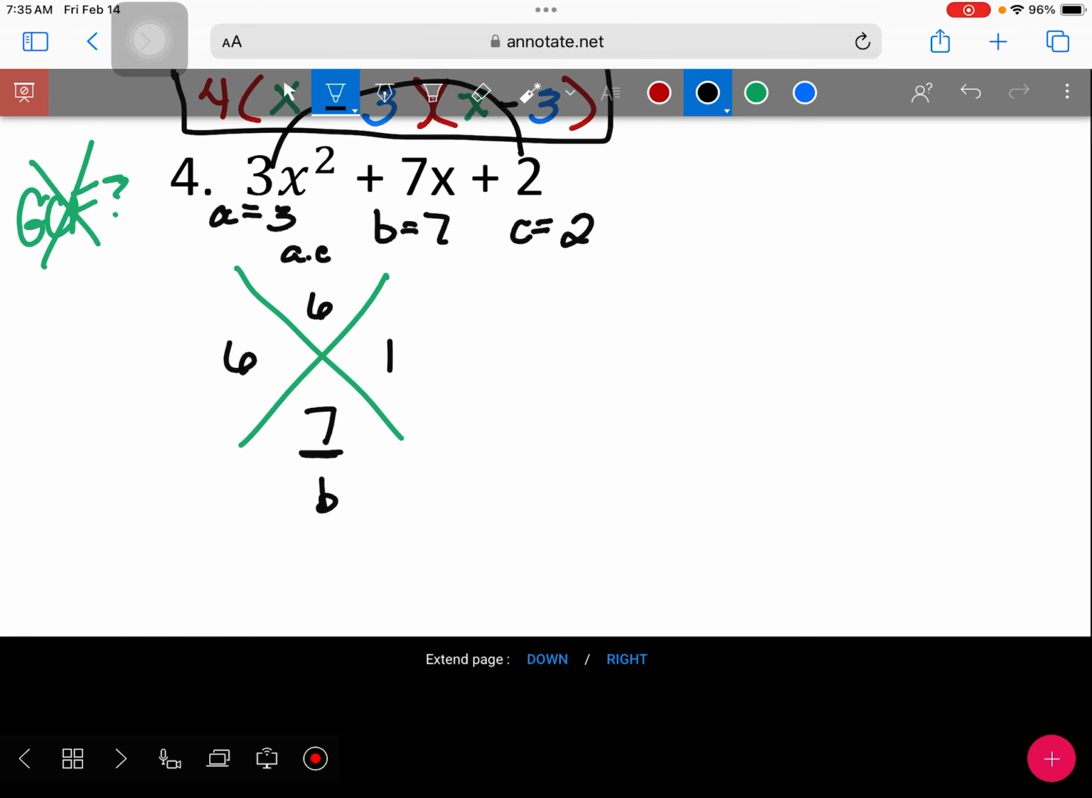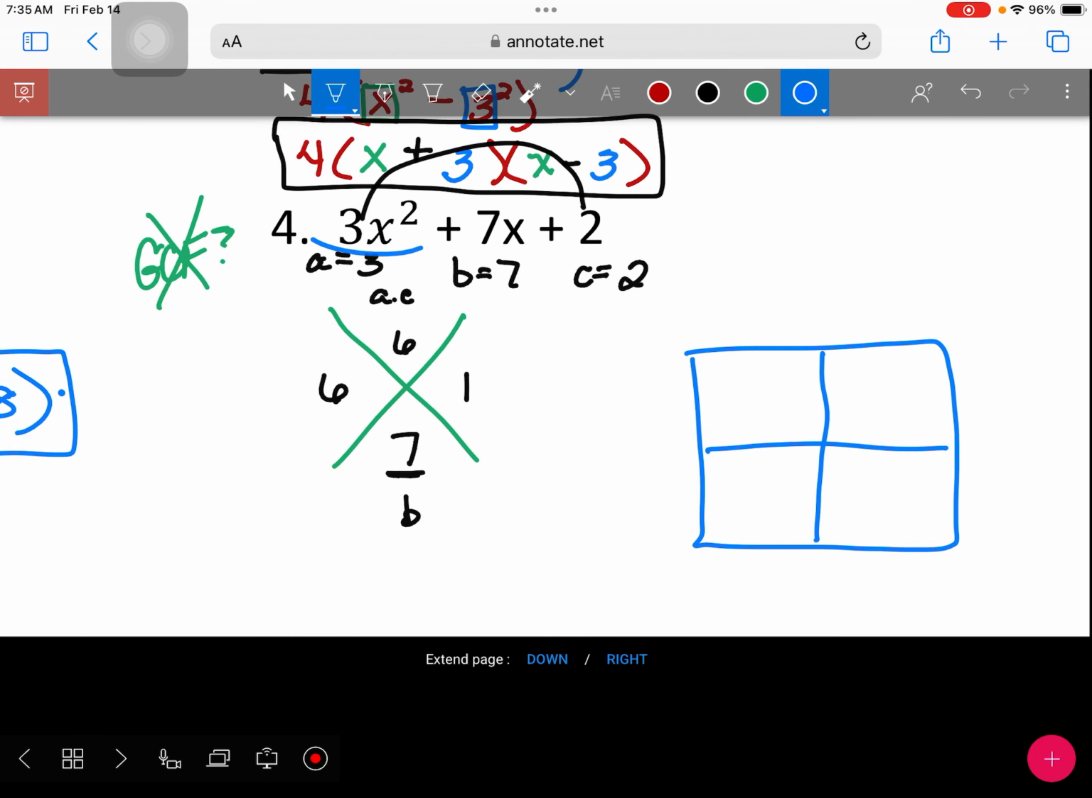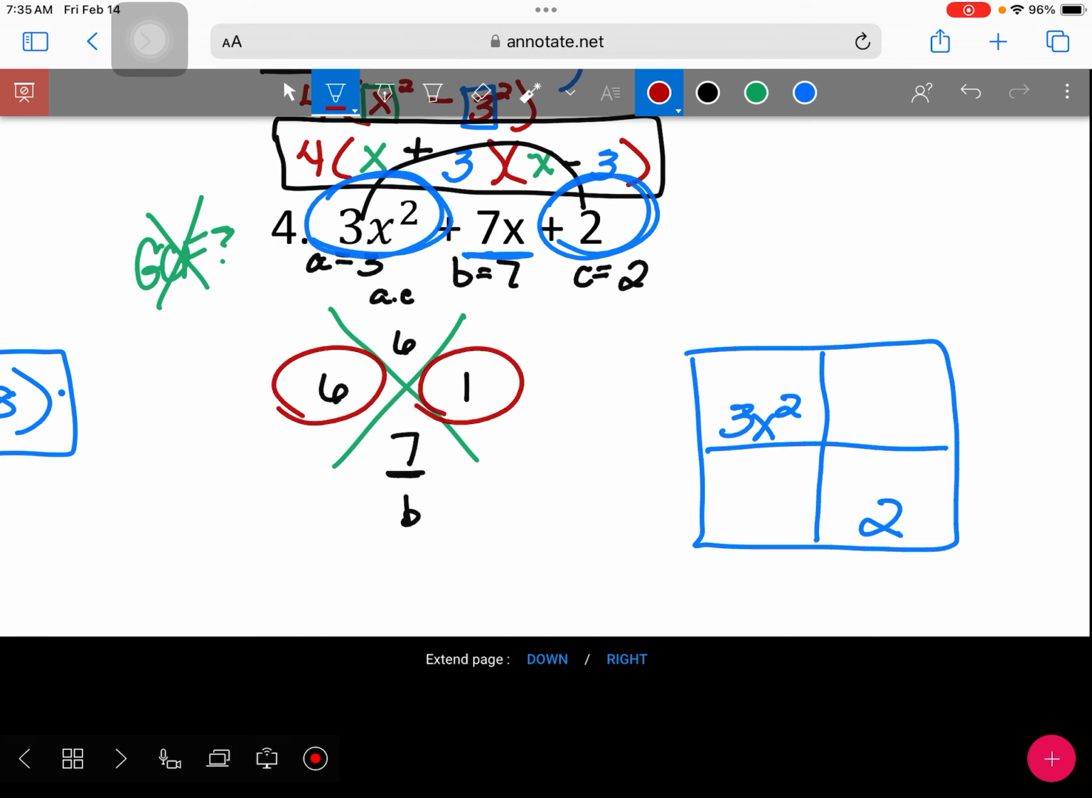So then we go to the box, Rihanna. We go to the box. Rihanna, are you with me? Okay. So first term, whole first term goes in the first box. Last term goes in the last box. And to get that 7x, we use the 2 terms that we found here, 6x plus 1x. Yes, you do need to add the x there, okay?